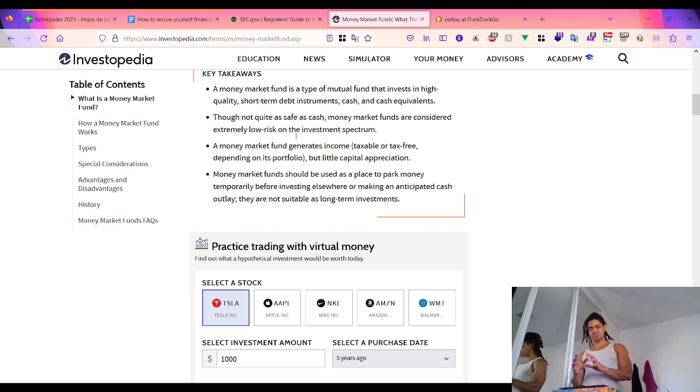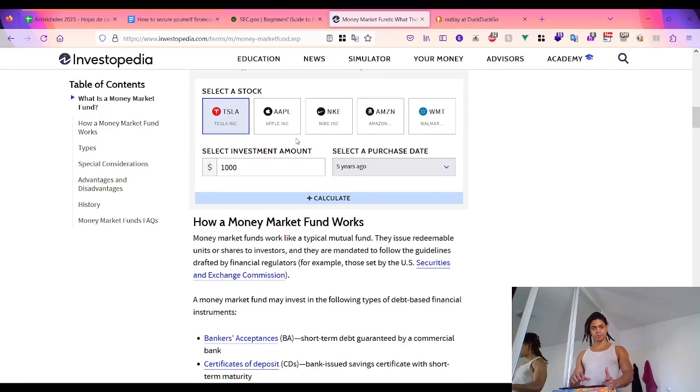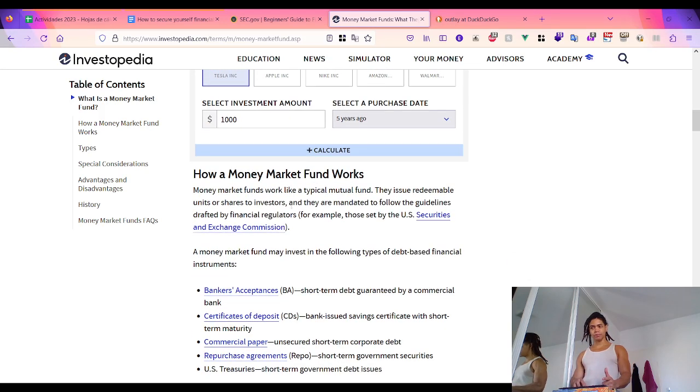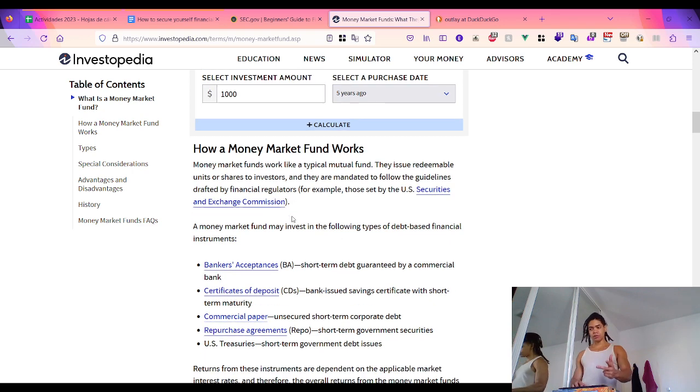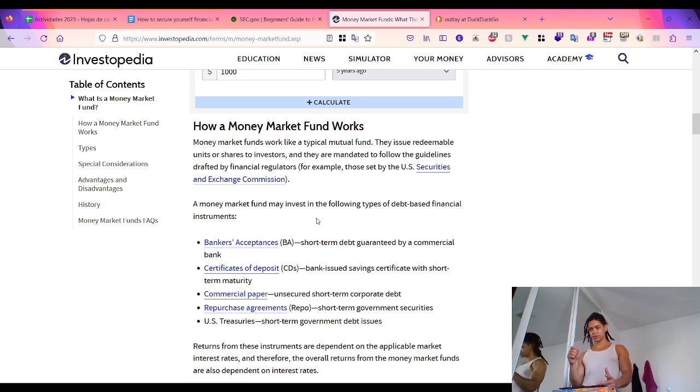Okay, so typically these money market funds invest in bank acceptance, short-term debt from commercial banks, certificate of deposit, they issue savings certificates for short-term maturity, commercial paper, unsecured short-term corporate debt, and repurchase agreement. So short-term government debt issue.